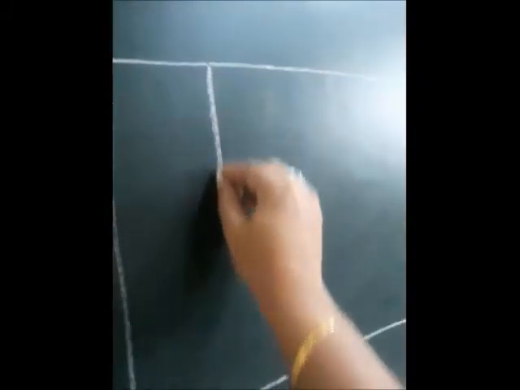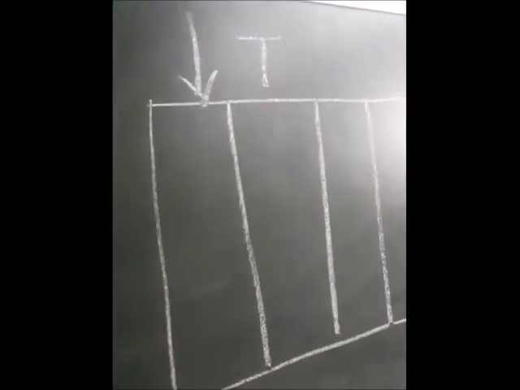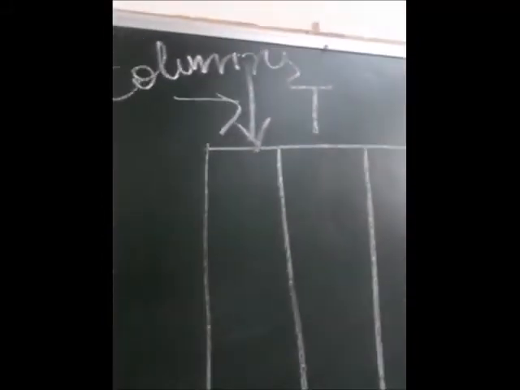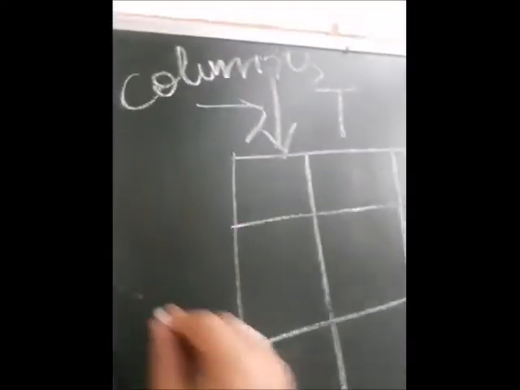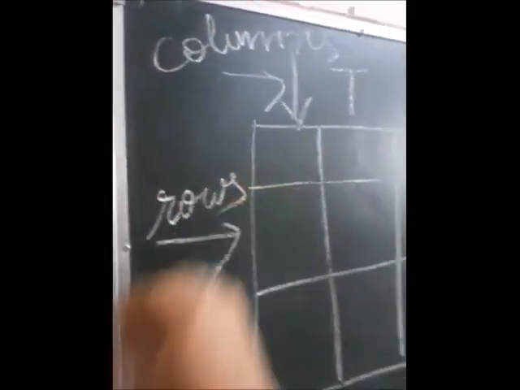When we are marking lines from top to bottom, these lines are from top to bottom. From top to bottom, lines are known as the columns. These are the columns. Okay, and when we are marking lines from left to right, these are known as rows.